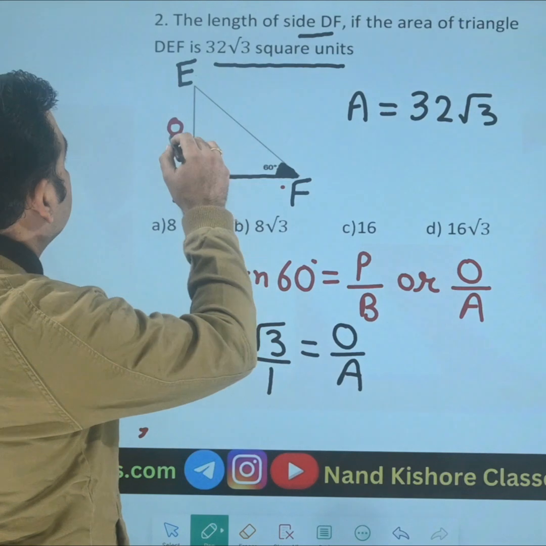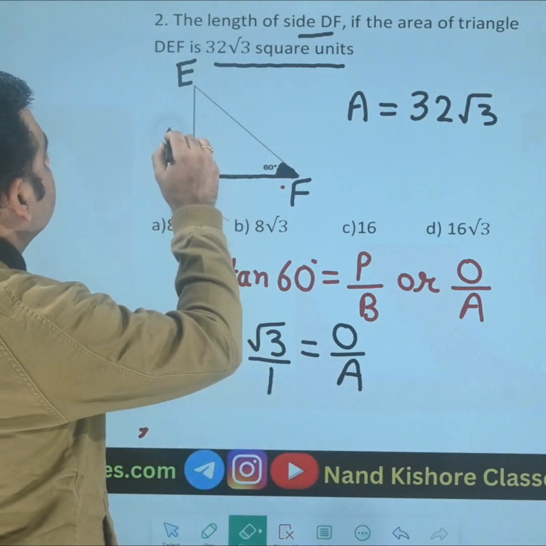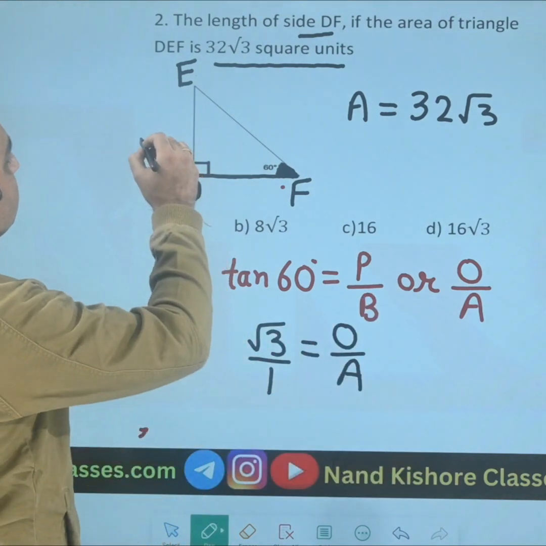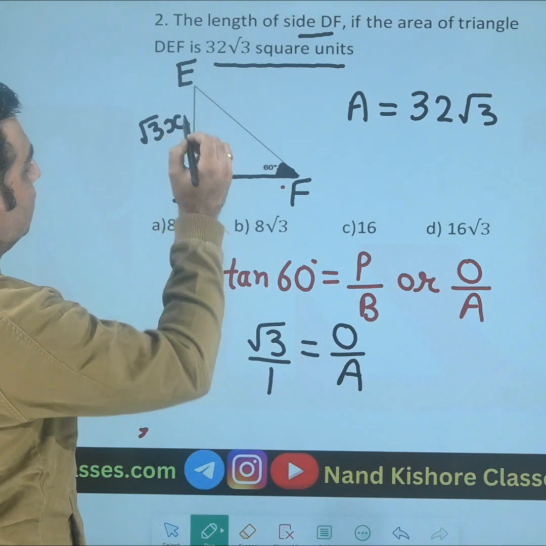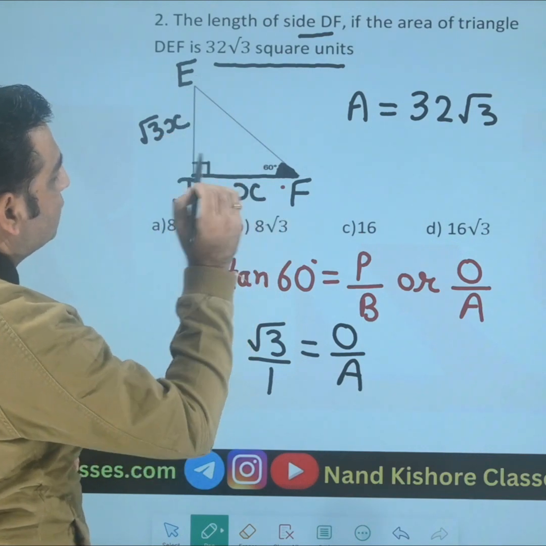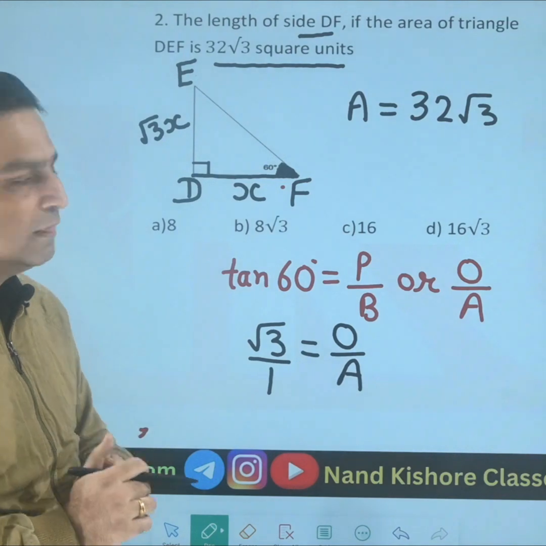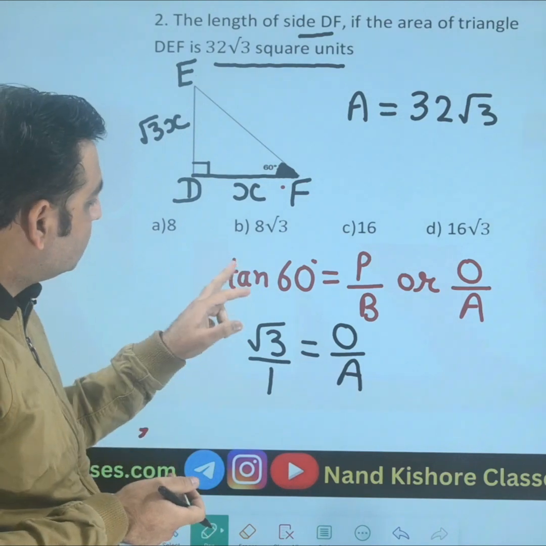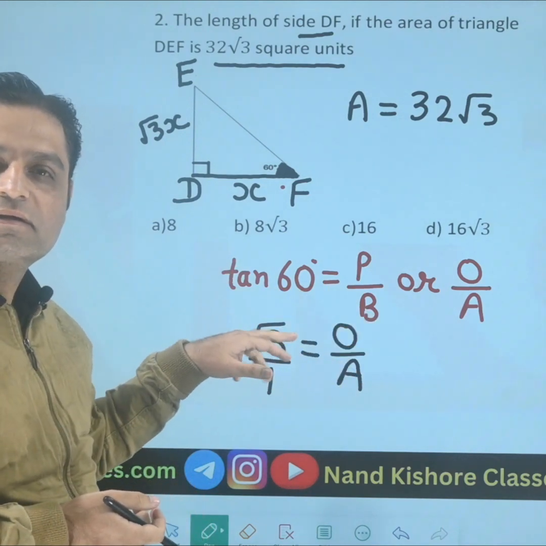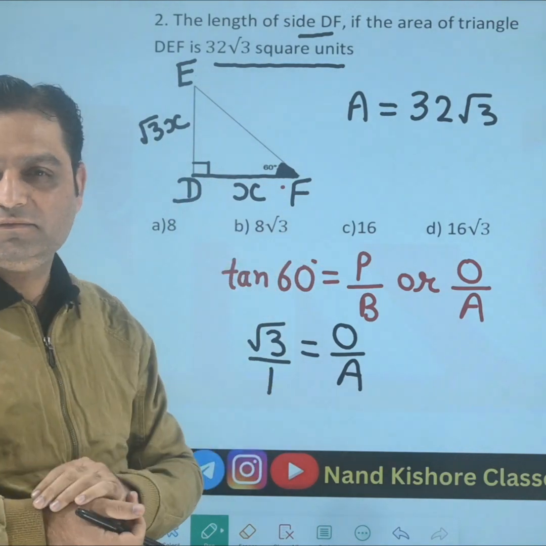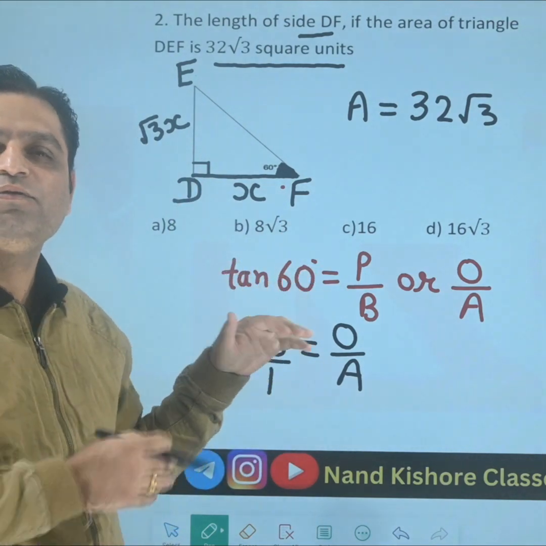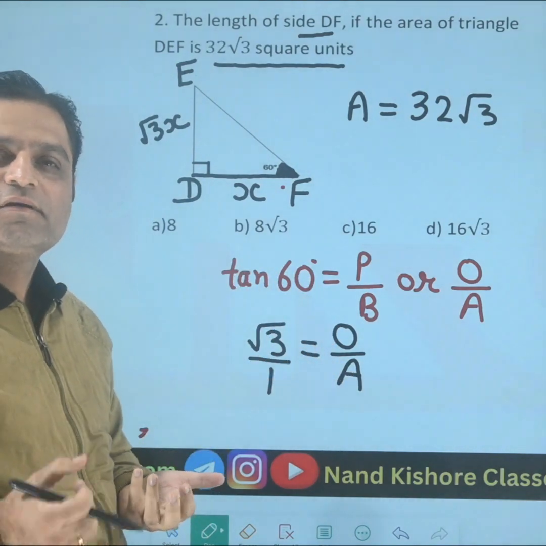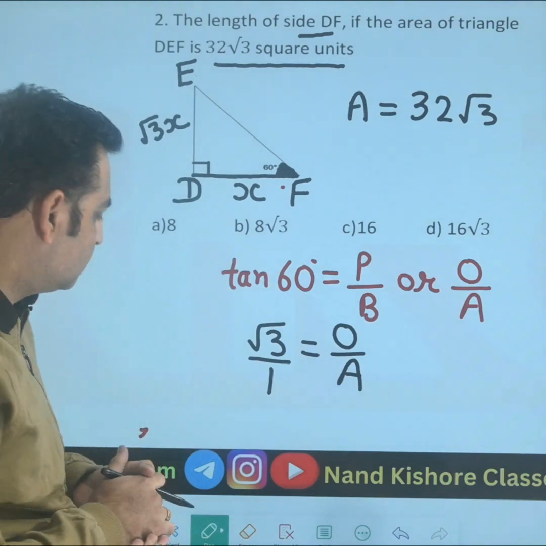So what I am going to consider, please check very carefully. This opposite value, I am going to write square root of 3x and adjacent value I am considering x. Check it very carefully. One value is root 3, one value is x. And this is satisfying tangent 60 criteria. That is what the use of trigonometry is. Obviously, it can be understood by those who know what is tangent, right? Those who are not aware, you can write to us. We'll send you the related links where you can study it.